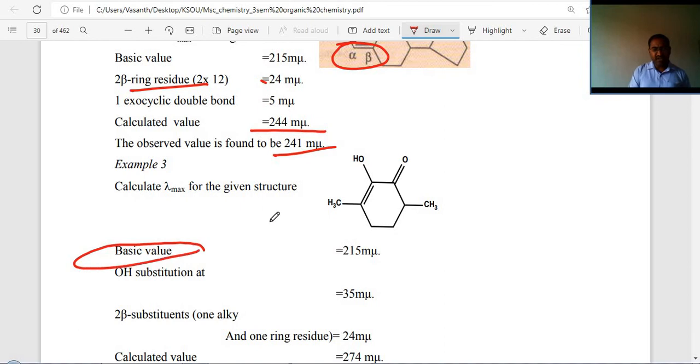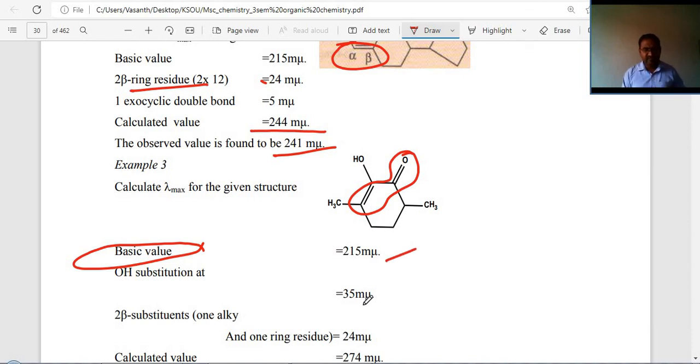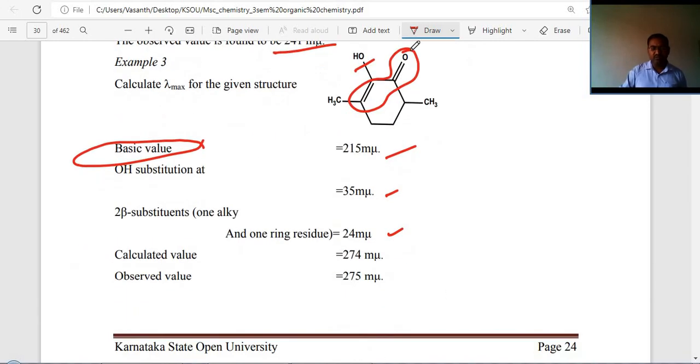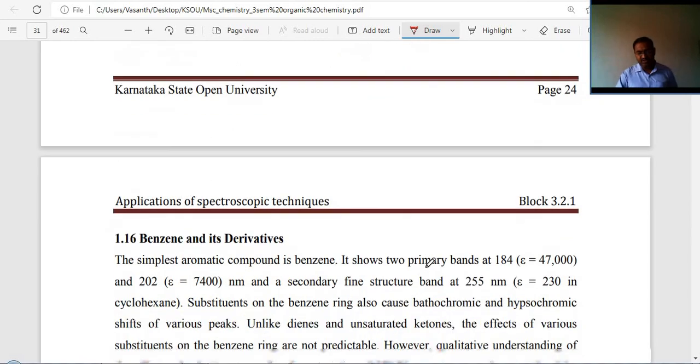The basic value for this compound is 215. OH substitution is there, that is 35. Two beta substituents, we have 24. Two beta positions are there, this is alpha and beta. Here, 24. Observed value is 275.